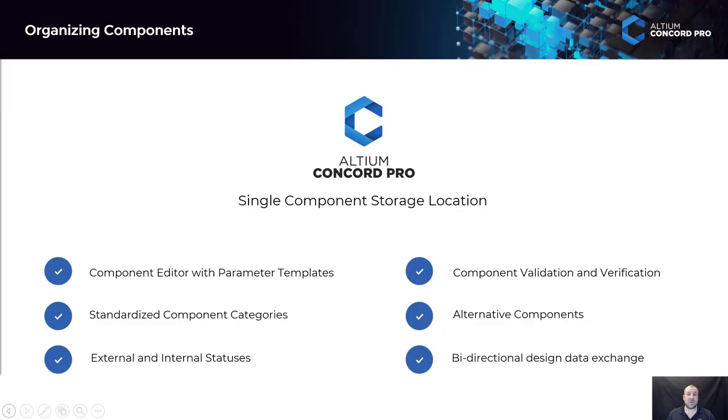And to recap how Concord Pro can be used to help organize your components, let's review some of the main features. Concord Pro provides you with a component editor that's easy to use, fully comprehensive, and allows you to see the entire component composition. Concord Pro uses templates to standardize the parameter sets and the component types that are created. It provides you your component status from within Concord Pro, as well as manufacturer lifecycle status from the supply chain. Component validation and verification, both at the time that you release the component into Concord Pro, as well as at the active BOM level when you're working in the design. Each component is allowed to have multiple manufacturer part numbers attached to it, allowing you a great variety of alternate components that you can use at the time of purchase. And finally, we support bidirectional mechanical CAD data interchange between Altium Designer and your MCAD domain.